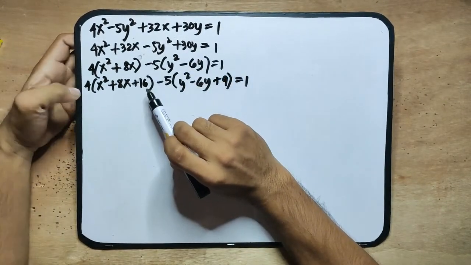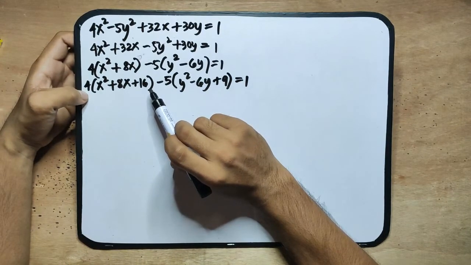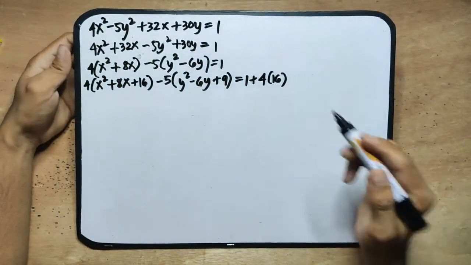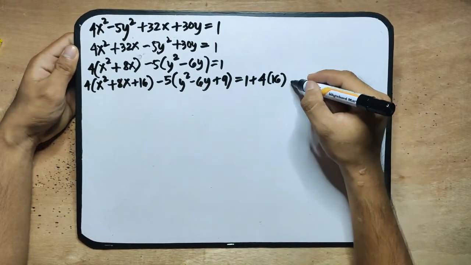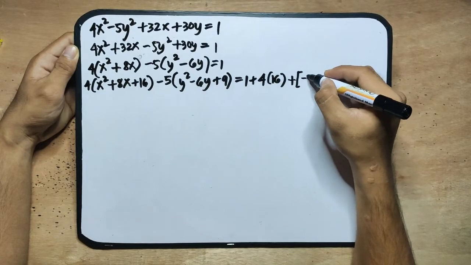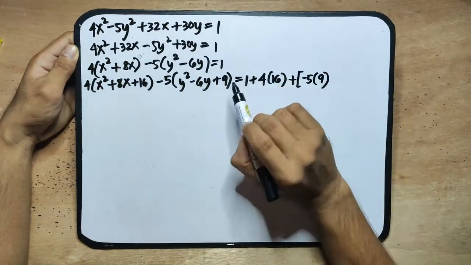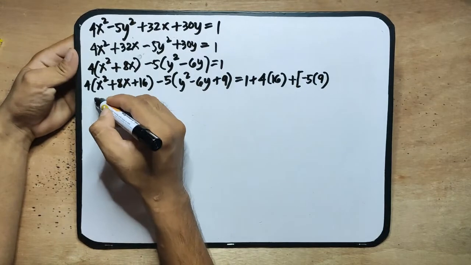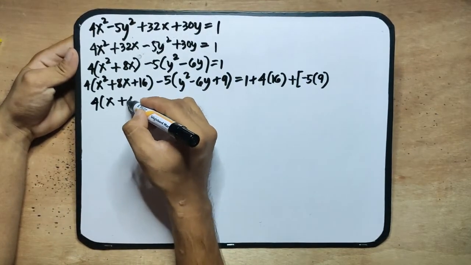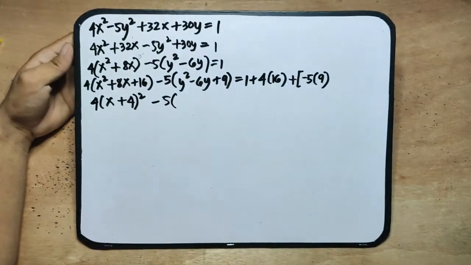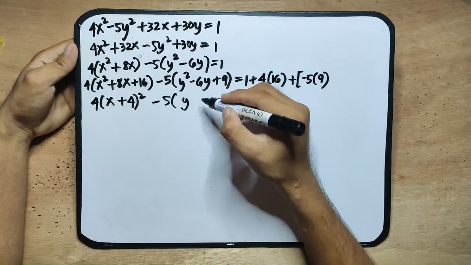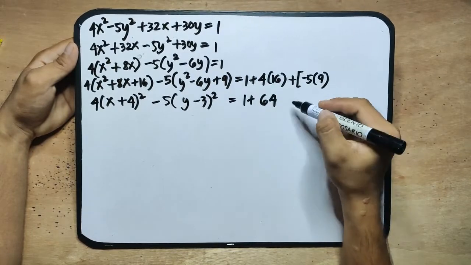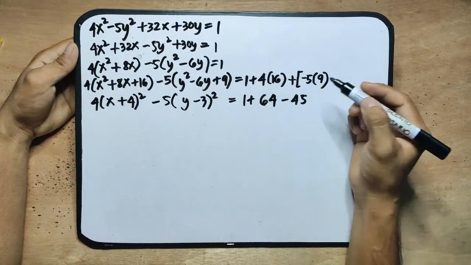Since nagdagdag tayo ng 16 doon pero may 4 pa siya, we include this one. Ang idadagdag natin sa right side ay yung product ni 4 at ni 16. Same is true sa part na to. Nagdagdag tayo ng 9 pero may negative pa doon. So we add here negative 5 times 9. The product of this number and the number outside its parenthesis. So perfect square trinomial na to, we factor it out. Ang factors niya ay x plus 4 squared, then minus 5 times. Perfect square trinomial na rin ito. Ang factors niya ay y minus 3 squared is equal to 1 plus 4 times 16 is 64. And negative 5 times 9 is negative 45.